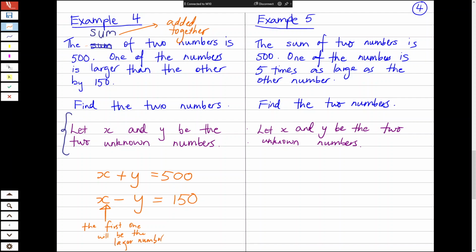Wait, so does y equal 150 or does x equal 150? Neither, because 150 doesn't work.